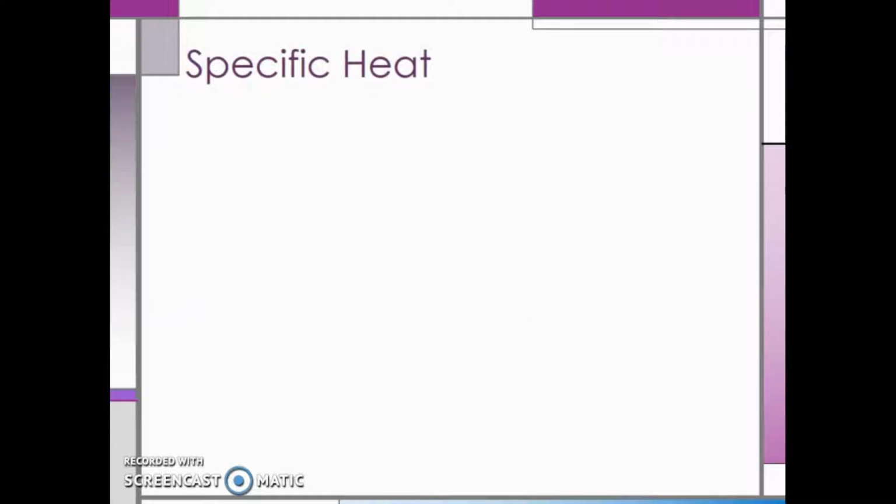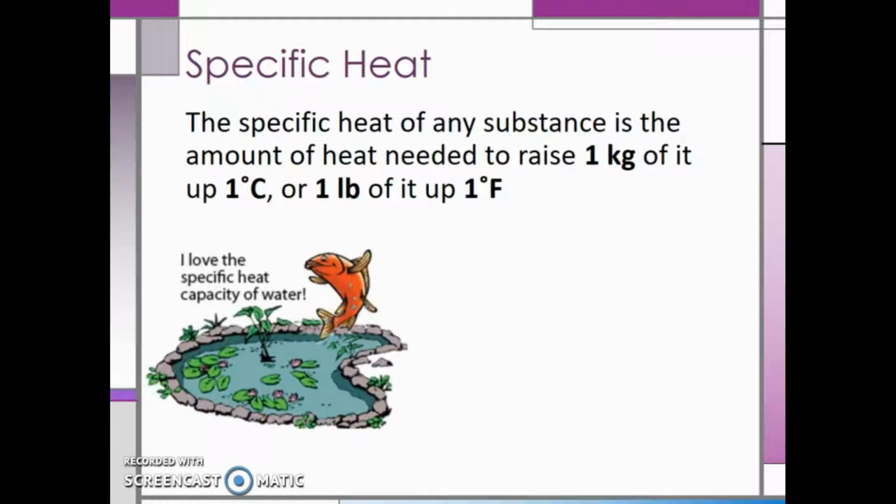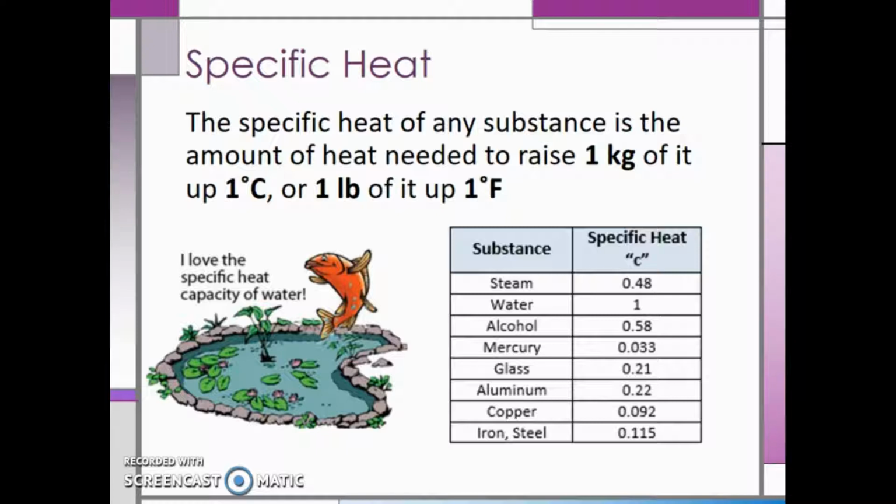Now that we have seen that it takes more heat energy to heat up a larger amount of water, we can talk about specific heat. The specific heat of any substance is the amount of heat needed to raise 1 kilogram of it up 1 degree Celsius, or 1 pound of it up 1 degree Fahrenheit. Looking at this table, we see that the heat capacity of water is much greater than that of glass or copper. This is also why it takes water longer to heat up than a metal pan.